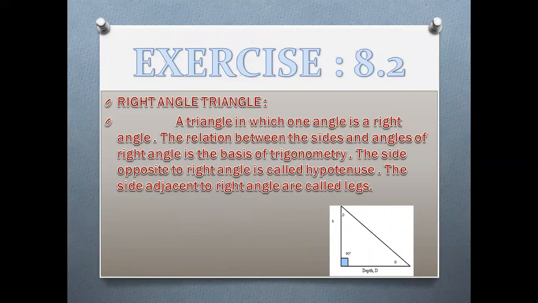The relation between the sides and the angles of the right angle triangle is the basis of trigonometry. The side opposite to the right angle is called the hypotenuse. The sides adjacent to the right angle are called legs. And we did in the Pythagoras theorem, base, hypotenuse, and perpendicular. 3 sides are here.